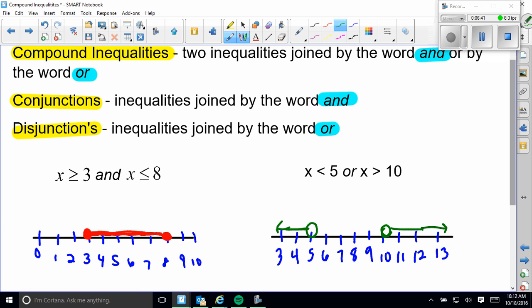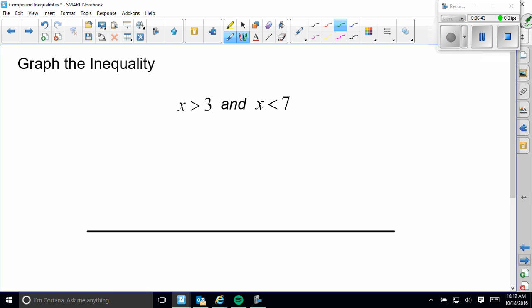Make sure you have this written down. Alright, we're going to look at another example. We're going to graph this: x is greater than 3 and x is less than 7. Alright, so we're going to go ahead and plot our points.